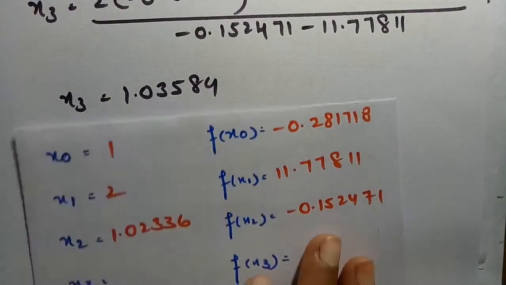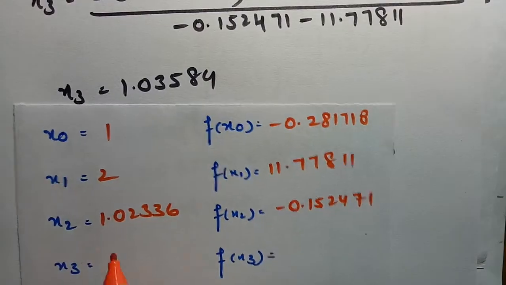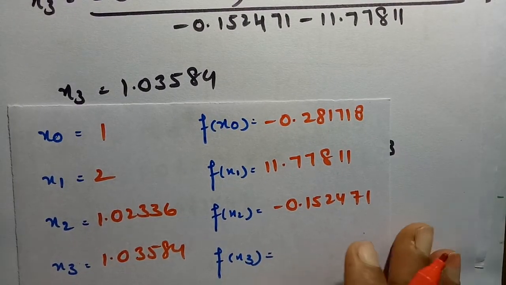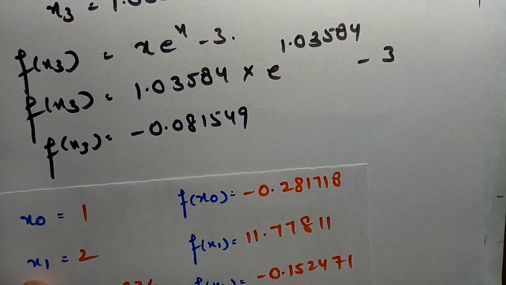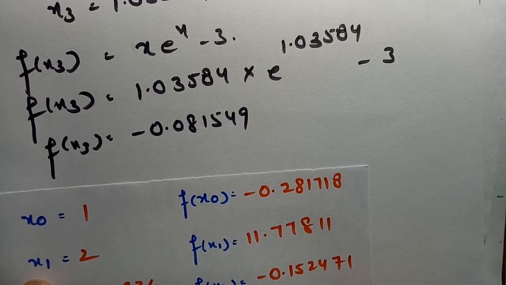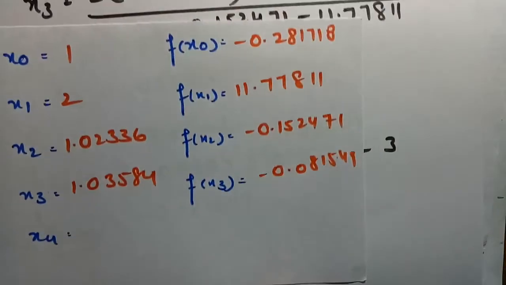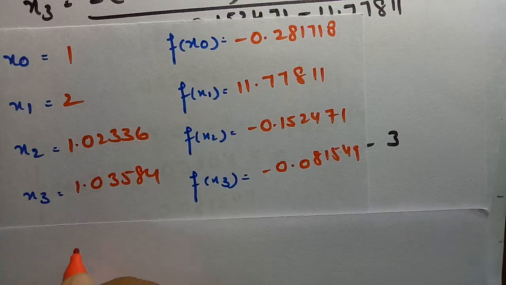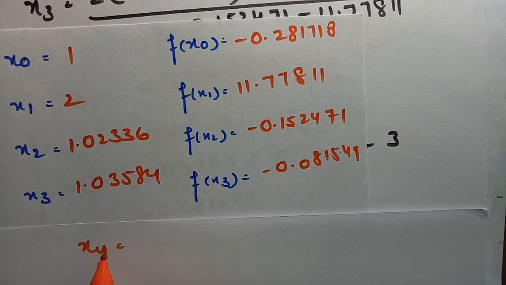So let me put it on the paper. So x3 value is nothing but 1.03584 and f of x3 value is nothing but minus 0.081549. So all these values are ready, and again I have to go with x4. So in order to go with x4, it is very clear that for finding x4, there is another formula, subtract 2 here.